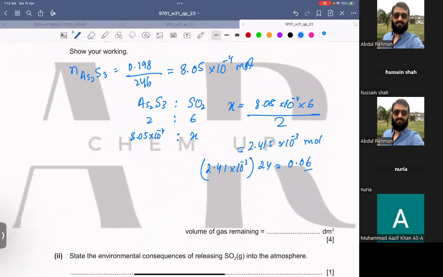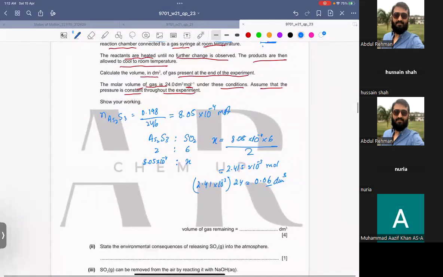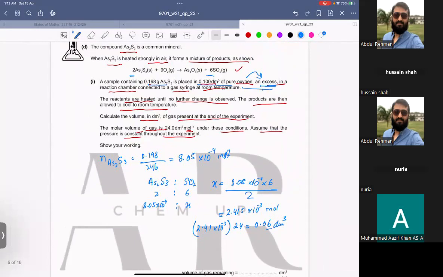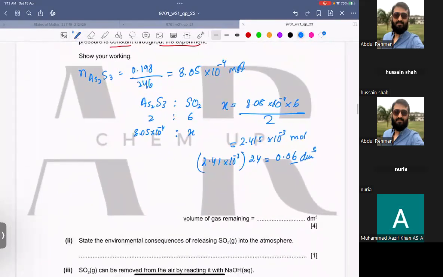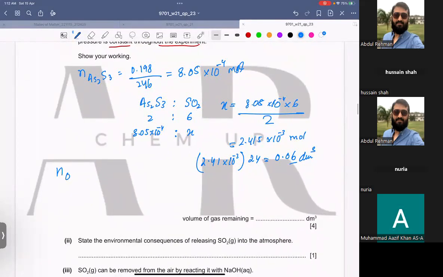So we got the volume, but there is another thing which came to my mind: oxygen is in excess, right? So it means that some of the oxygen must be left behind. So we need the moles of oxygen as well, to find how much oxygen is left behind. So it is 0.1 dm cube divided by 24. Can anybody tell me the answer?